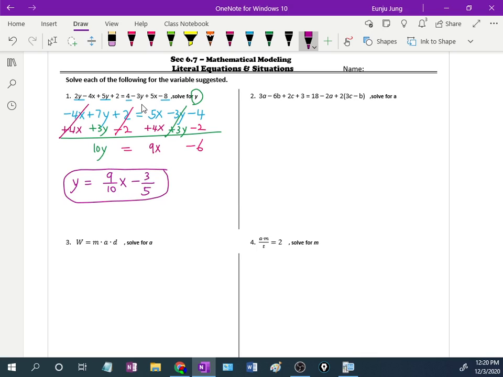So simplify first and then isolate the variable. That is how we solve for a certain variable. That's called solving literal equations for the variable.